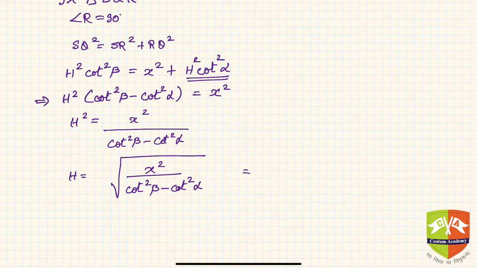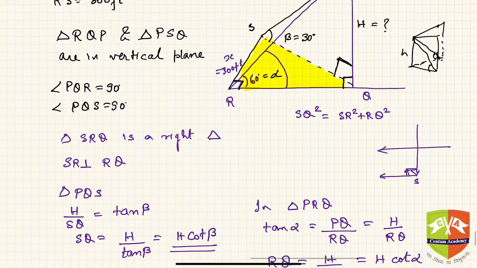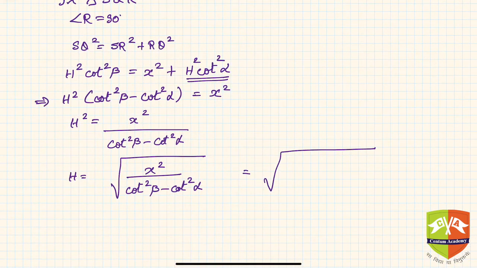What is the value now? Let us calculate. X was 300 feet, isn't it? Let us see. Yes, 300 feet. Alpha was 60 and beta was 30. So I will write 300 square divided by cot square beta, which was 30 degrees, minus cot square 60 degrees. Okay.